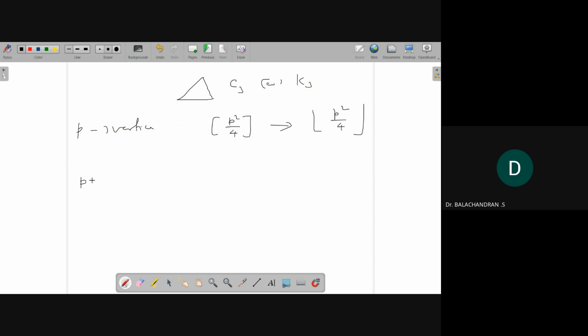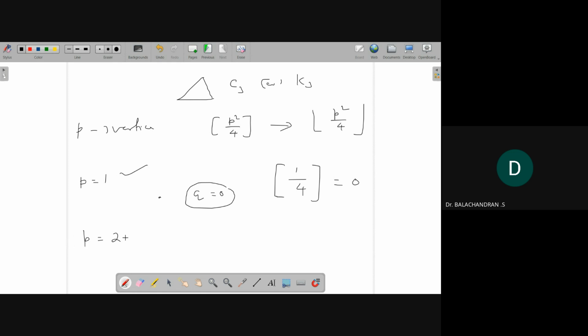Suppose I take P equal to 1. P equal to 1 means only one vertex. So now what is the number of edges Q for this graph? Q is 0. You can check it here: P is 1, so 1 by 4. The greatest integer not exceeding 1 by 4 is 0. So both of them are 0. For P equal to 1, the result is verified.